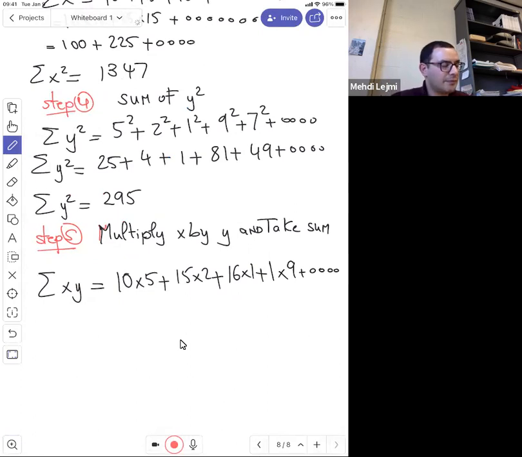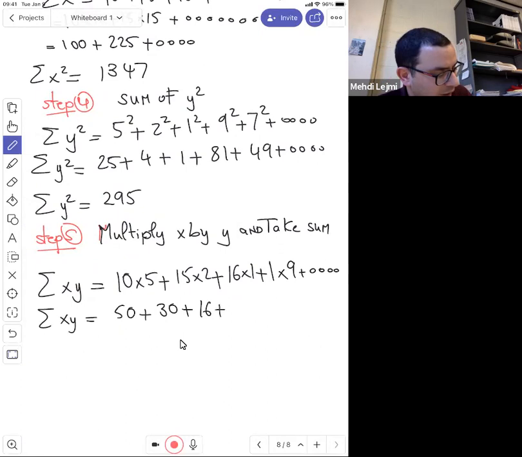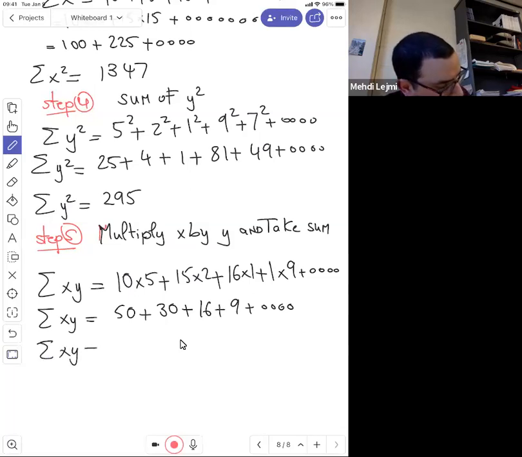So you have 10 data pairs. Of course, you apply the PEMDAS rule, so you need to do the multiplication first. Here, 10 by 5, that's 50, plus 15 times 2, that's 30, plus 16 times 1, that's 16, plus 1 times 9, it's 9, plus etc. So you do the multiplication and then you take the sum. Then the answer in this example would be 343.